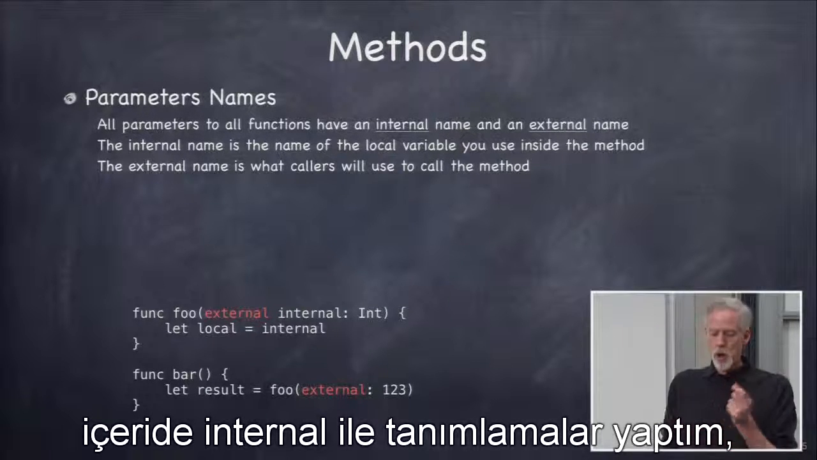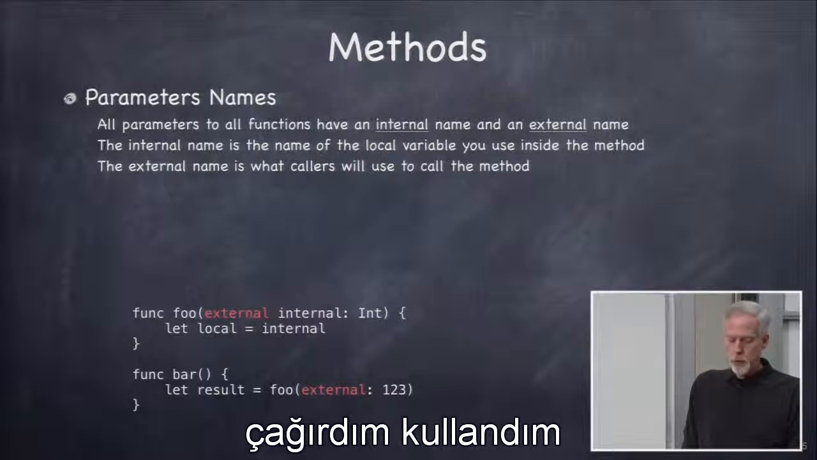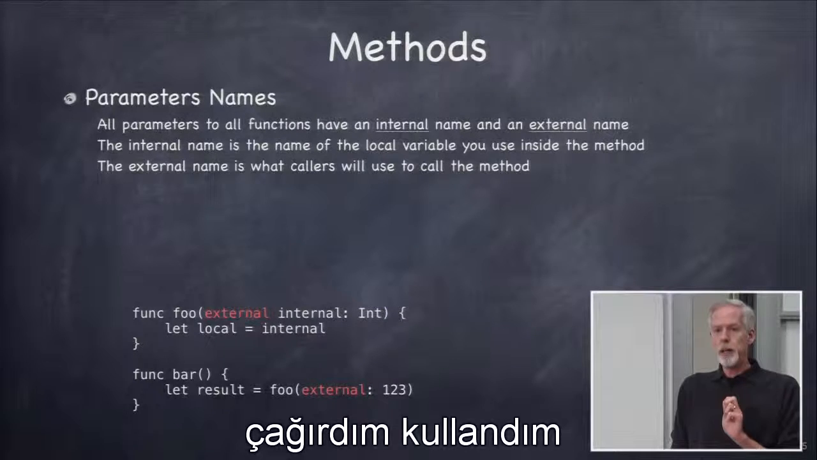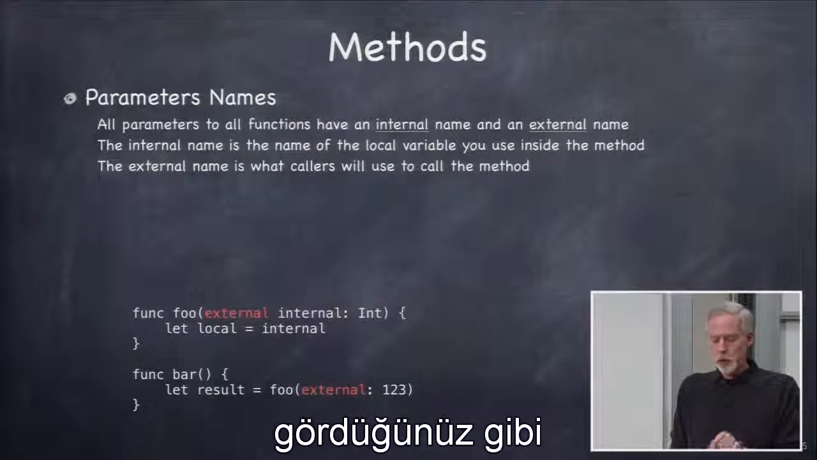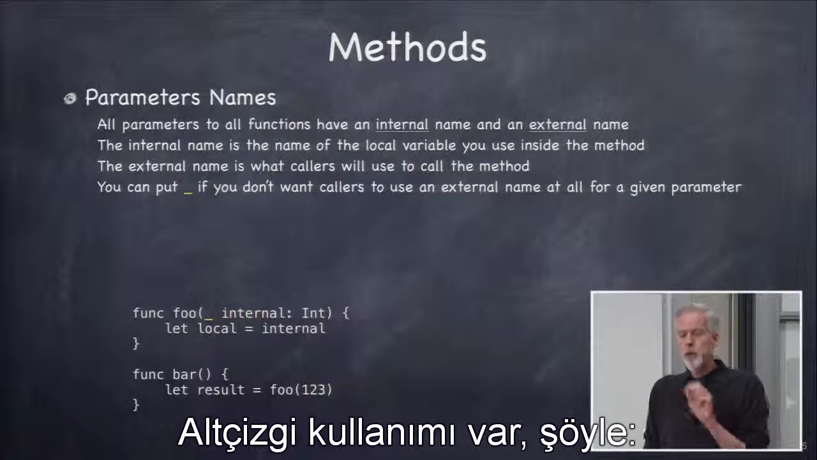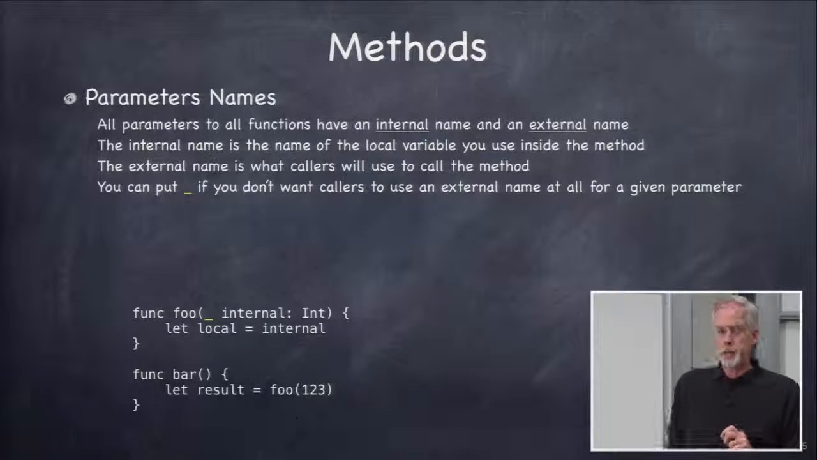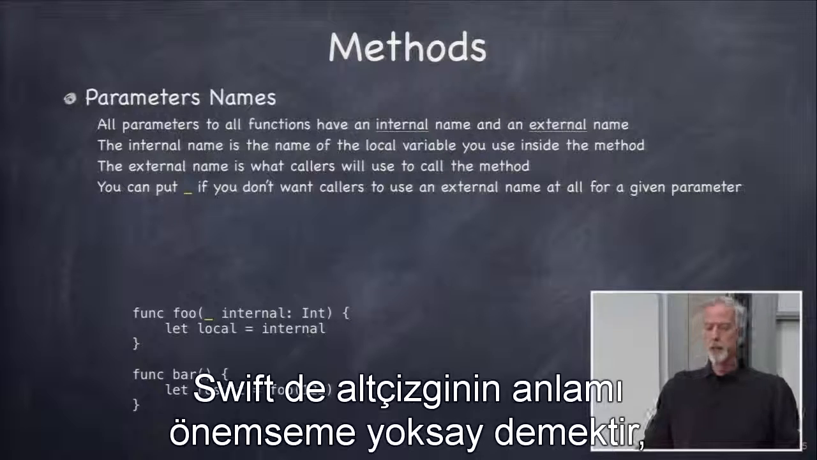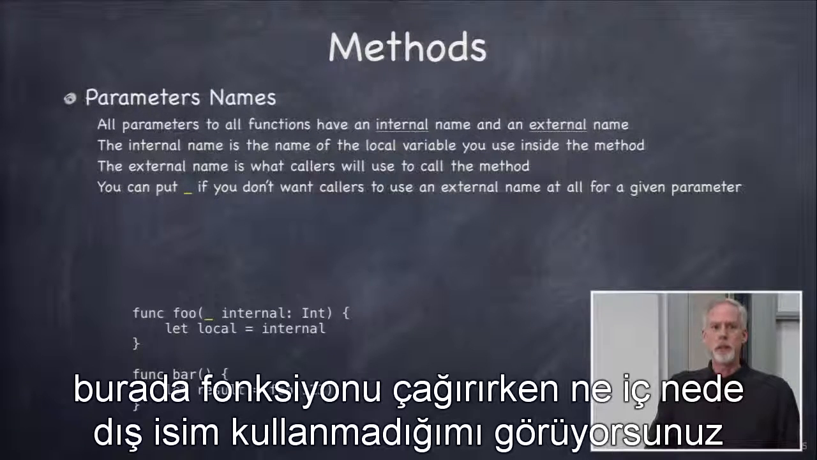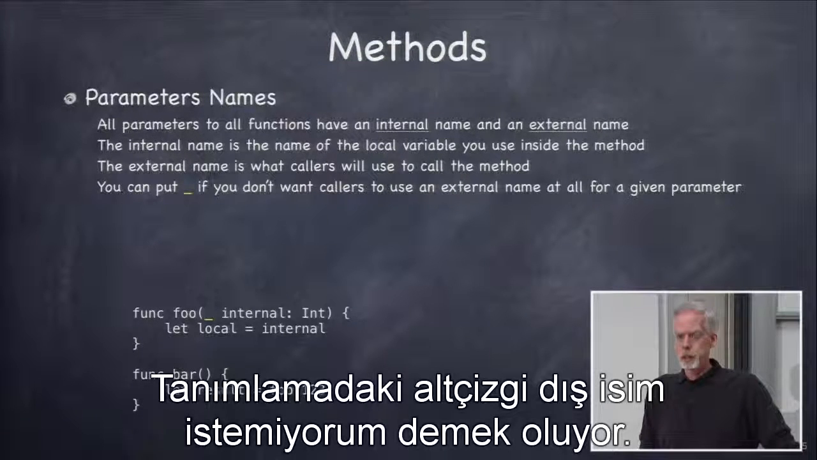So in bar there, I'm calling things, and in foo, I'm defining them. You see that here, I call foo with external colon 123, even though internal to foo, that thing is called internal. So you can have both external and internal names. They can be different. You can put an underbar. Remember, underbar is kind of the don't care thing in Swift. You can put an underbar if you don't want callers to use an external name. So now look at bar. It calls foo. It doesn't even put internal colon or external colon. It just puts the argument there. So the underbar says, I don't want to have an external name for this.